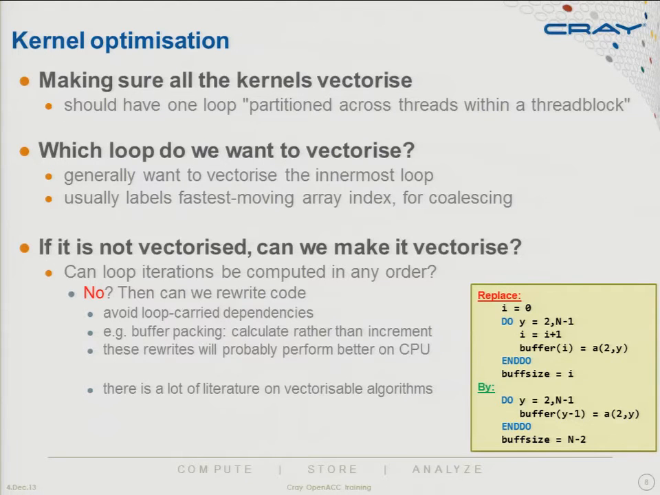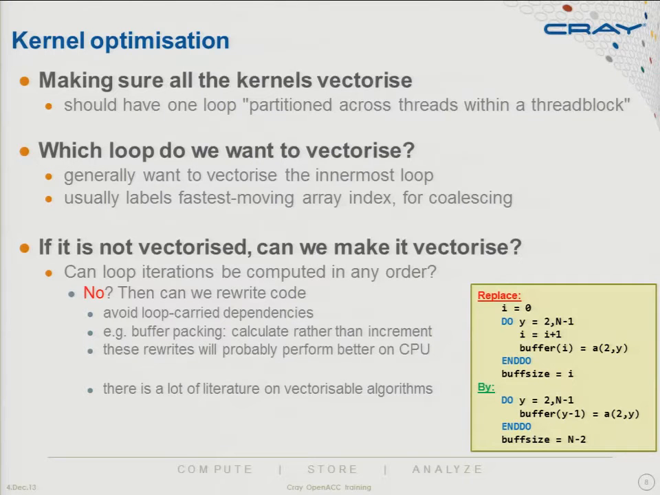So you should see that you've got one loop that says it's partitioned across threads within a thread block. Which loop should this be? Generally, it should be the innermost loop, because the innermost loop on the CPU is usually the fastest moving array index, because that gives best cache usage. And the same will be true on the GPU. If this inner loop is not vectorized, it's not divided over threads within the thread block, why not?